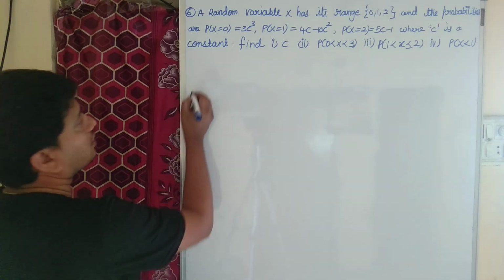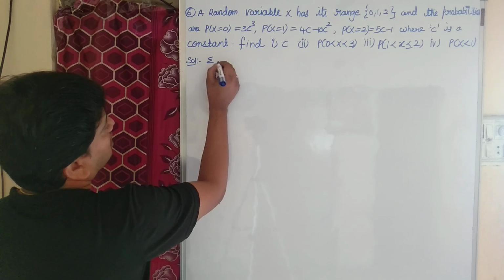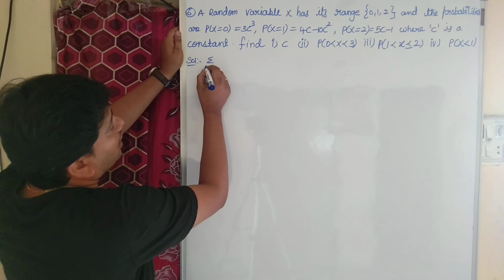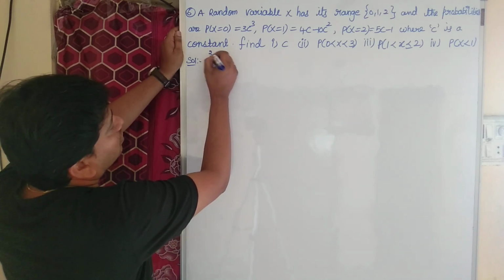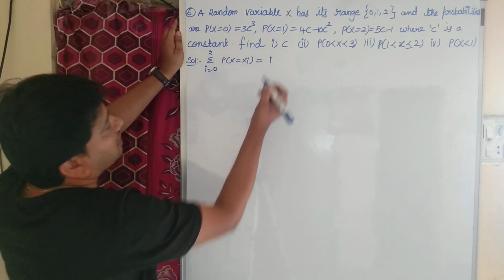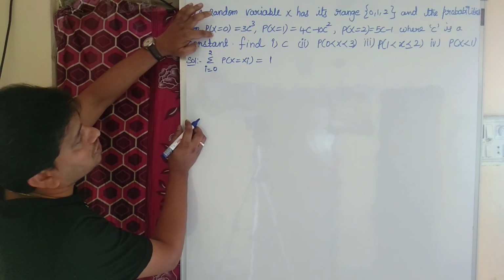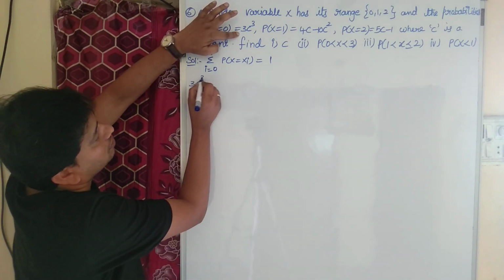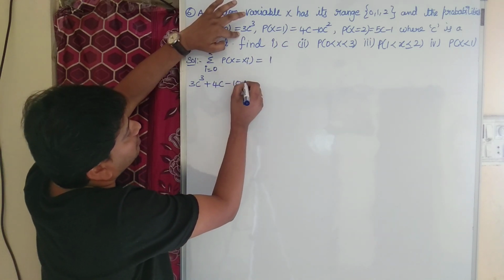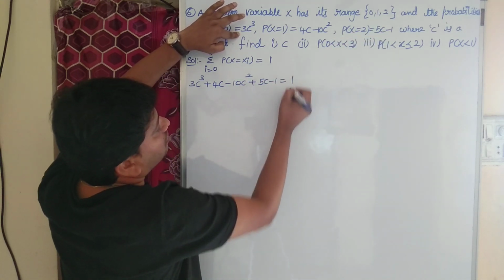Whose range is from 0 to 2? Also we know that the sum of the probabilities must be equal to 1. I mean, sigma i equal to 0 to 2 of P of x equal to xi must be equal to 1, right? So when x equal to 0, probability is 3c cube. When x equal to 1, probability is 4c minus 10c square. When x equal to 2, probability is 5c minus 1, that is equal to 1.